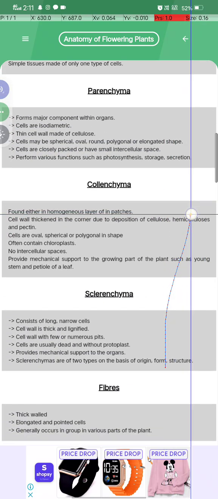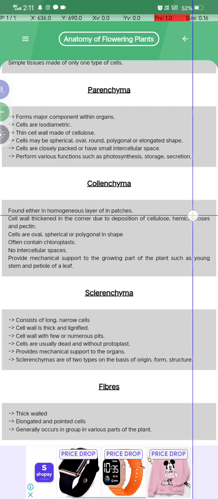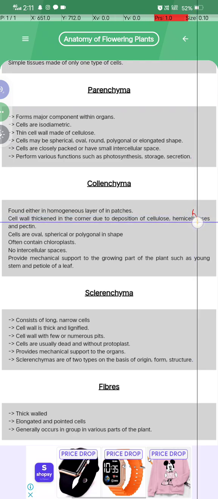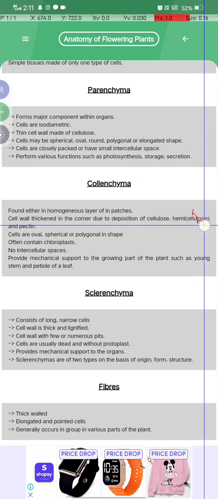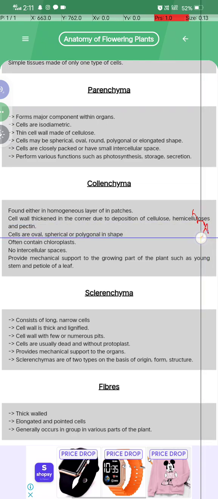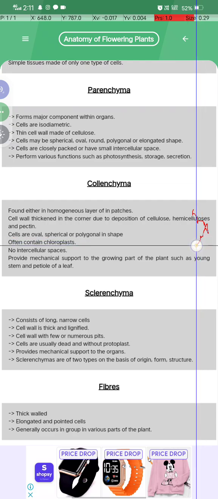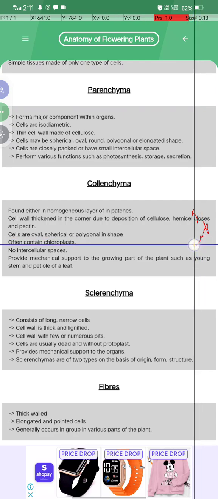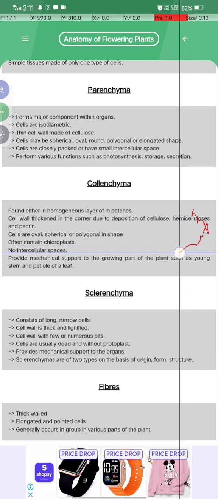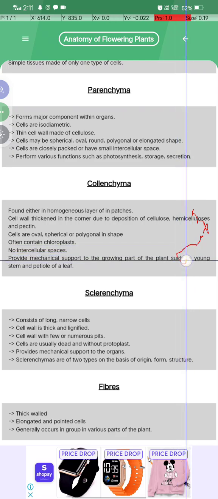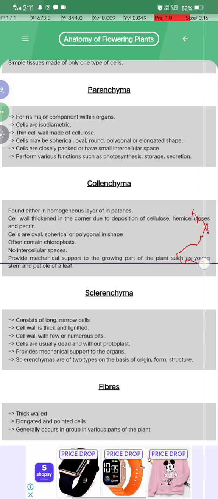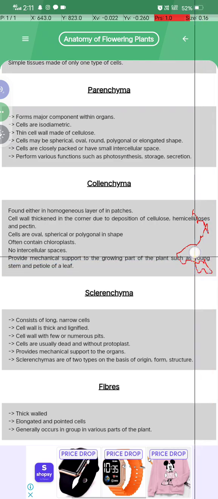Collenchyma is found either in a homogeneous layer or in patches. The cell is thickened at the corners due to the deposition of cellulose, hemicellulose and pectin. Cells are oval, spherical, or polygonal in shape, often contain chloroplasts, have no intercellular spaces, and provide mechanical support to the growing parts of the plant such as the young stem and the petiole of leaves.